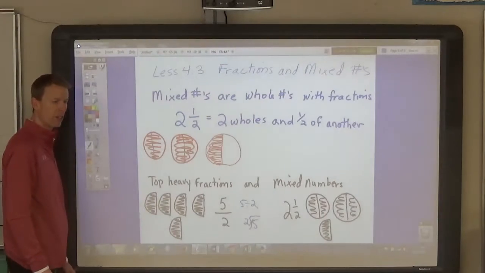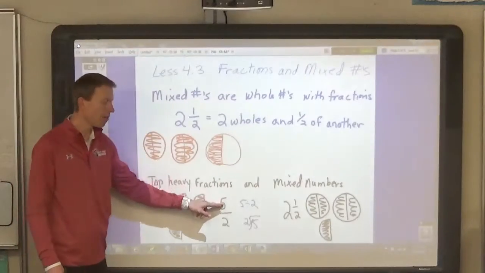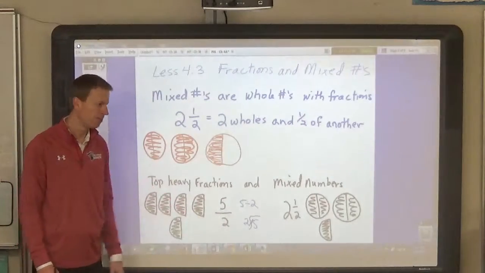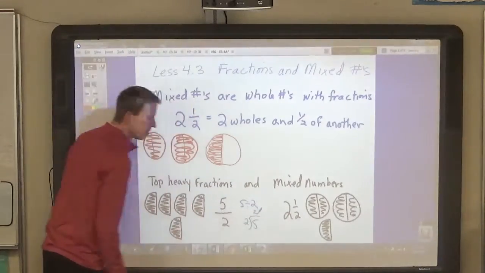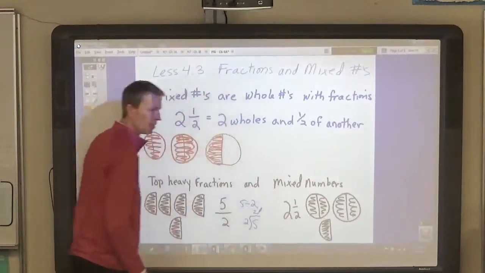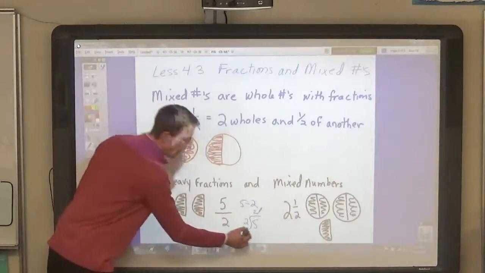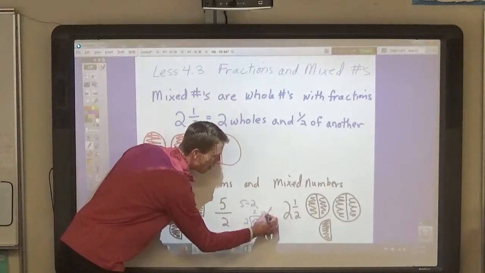So write that down in your notes. You divide the top number by the bottom number. The top number divided by the bottom number. Then 2 goes into 5 2 times. That tells you how many wholes you have. Okay? And it gives you a remainder of 1.